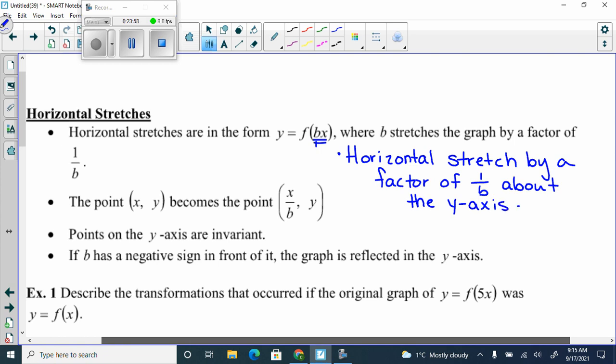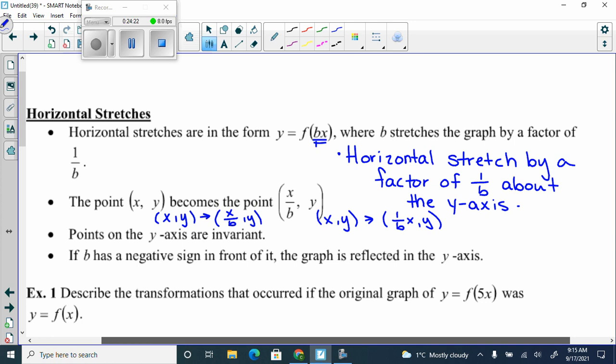For my mapping, my (x, y) would become (x over b, y). We could write it that way, or we could write my (x, y) becomes (1 over b x, y). It's the exact same thing. Dividing by b or multiplying by 1 over b is the same thing, right?